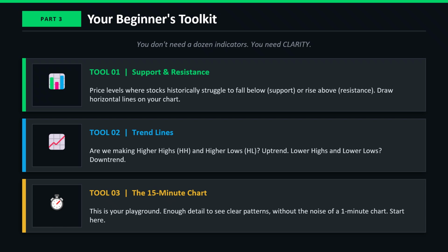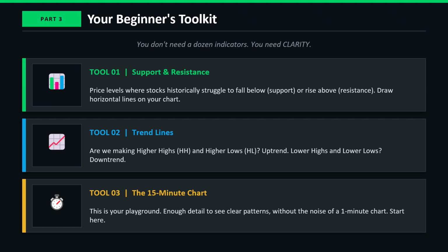Tool 01, support and resistance. This is the foundation of all technical analysis. Support is a price level where buyers have historically stepped in to stop a price from falling further. Resistance is a price level where sellers have stepped in to stop a price from rising further. Your job is to draw horizontal lines on your chart to identify these key levels.